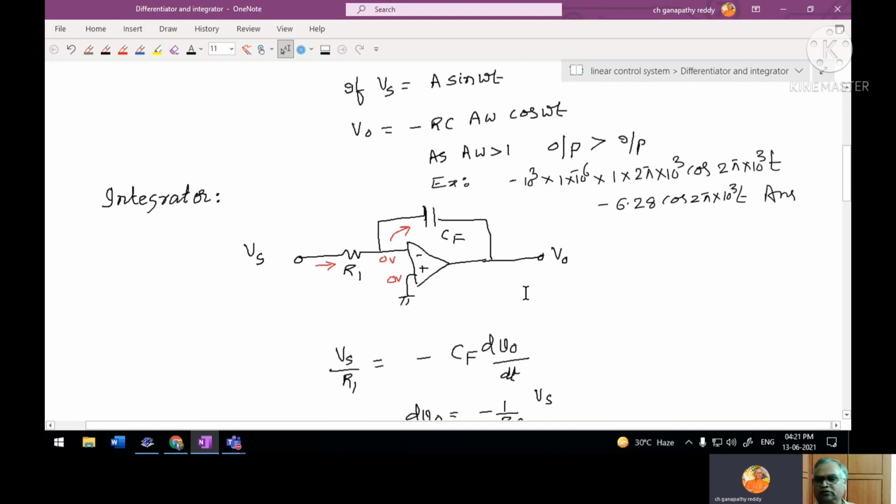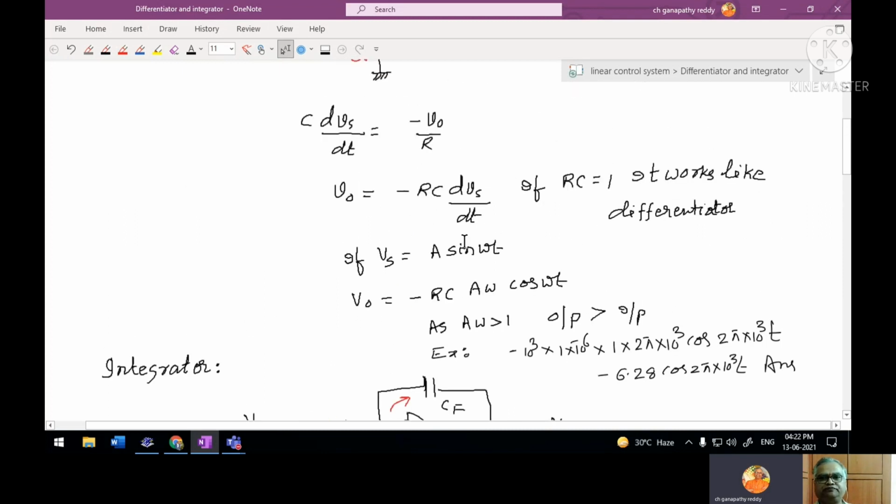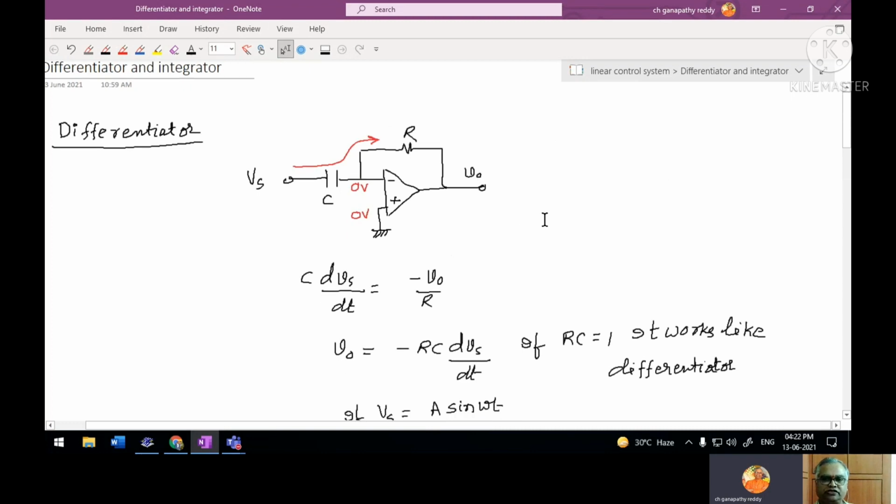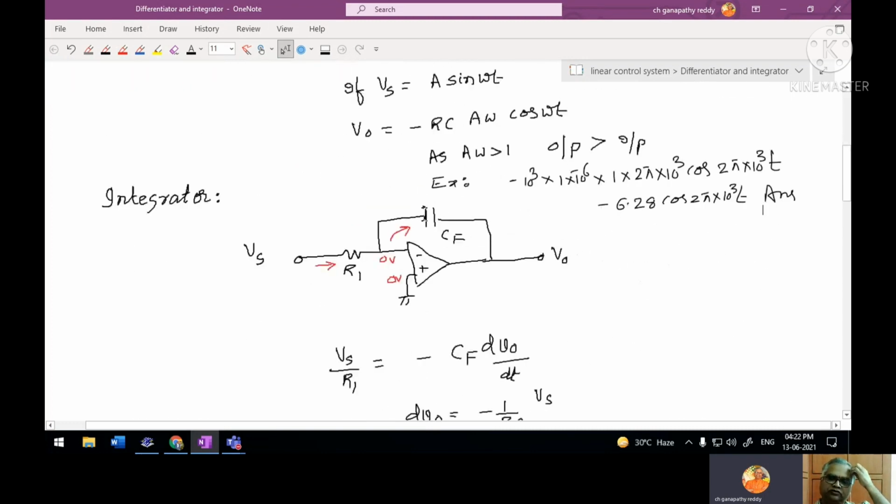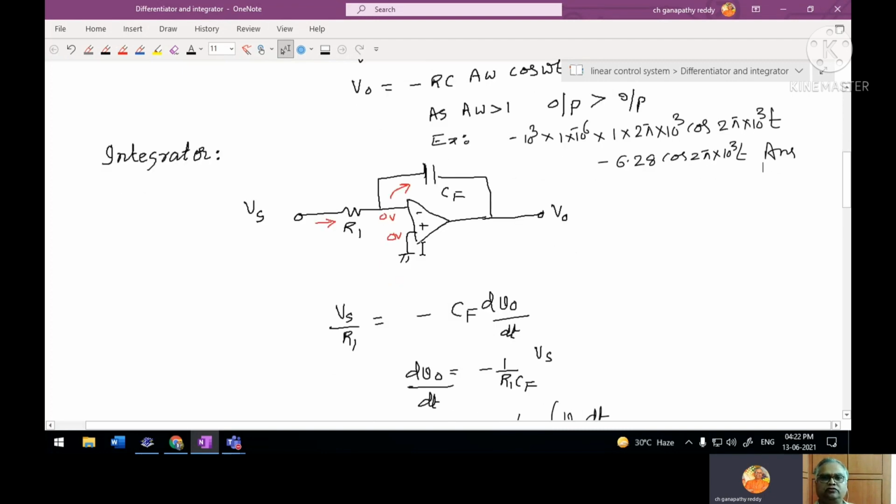So that's the differentiator. If it is an integrator, just these components are interchanged. Capacitor and resistor interchanged. This capacitor is CF and this one is R1. Now 0 will jump. This current Vs by R1 is equal to the current flowing through the capacitor, minus CF dV0 by dt.